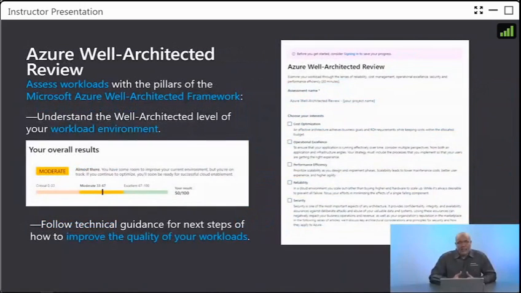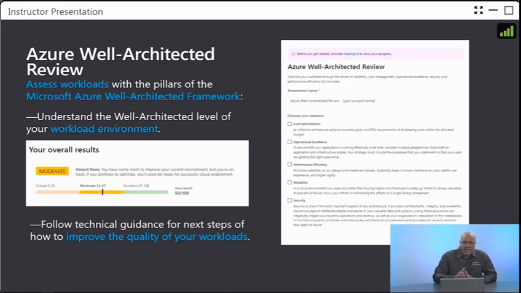So here's a summary of the Well-Architected Review. Now, as you can see here, it shows us a screenshot of the Azure Well-Architected Review. It also shows us recommendations for a particular workload. We have moderate recommendations here. It tells us you got a result of 50 out of 100, and it's going to give you recommendations on how you can improve that score from 50 up to 100.